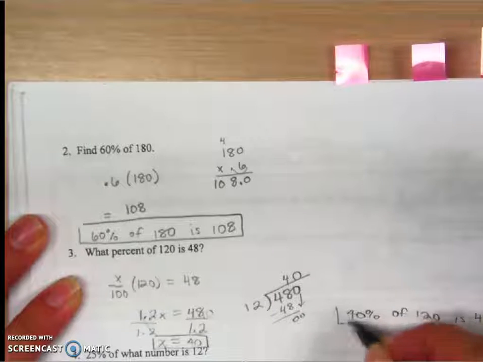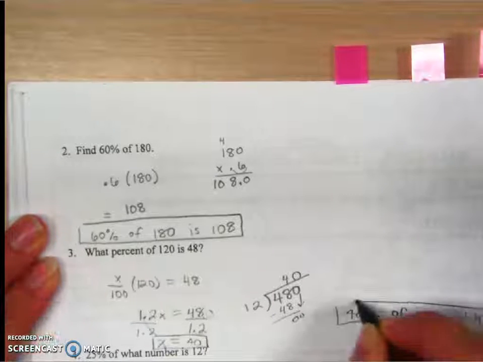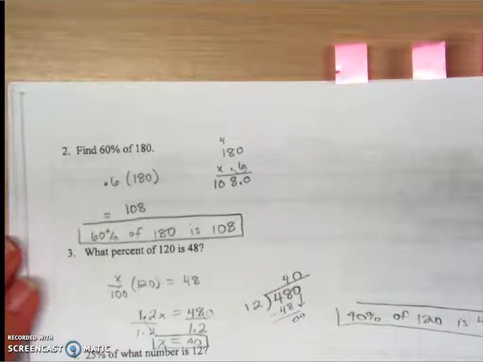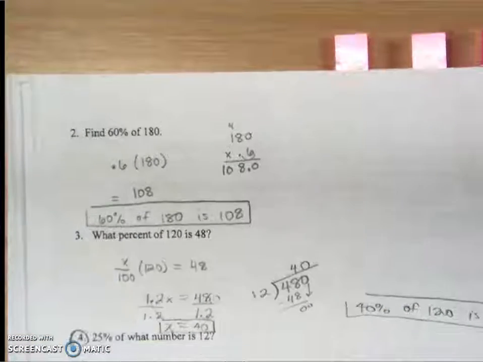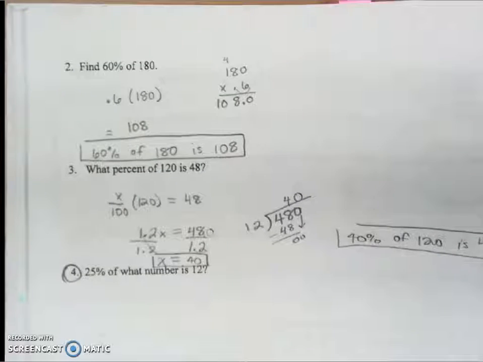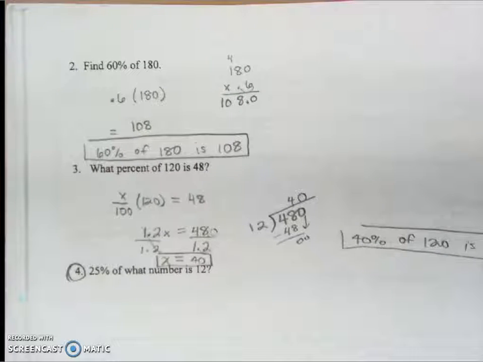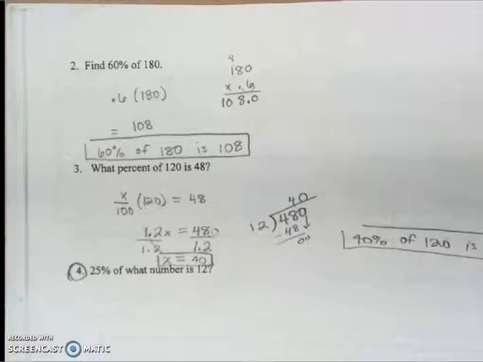And I'm going to put a box around that answer. All right, so I want you to try number 4, please. I'm going to have you circle number 4. That's the one I want you to try on your own. 25% of what number is 12? See if you can figure that one out. Raise your hand when you have that done.